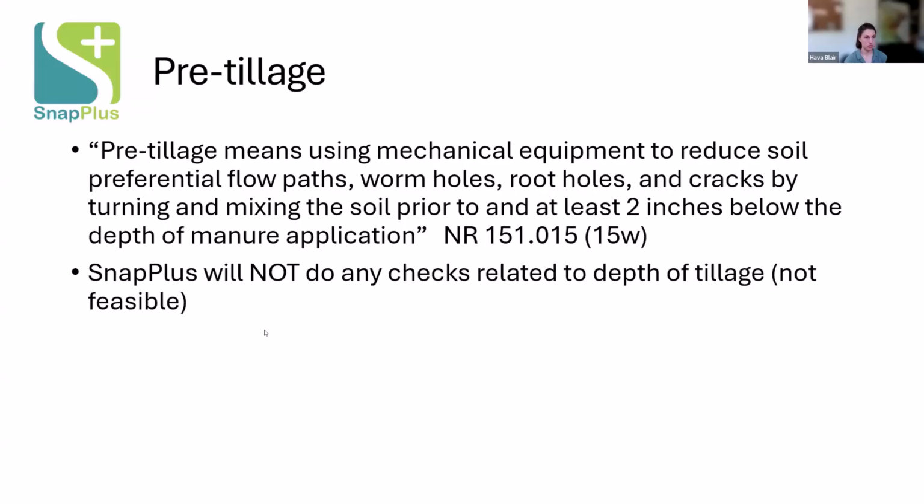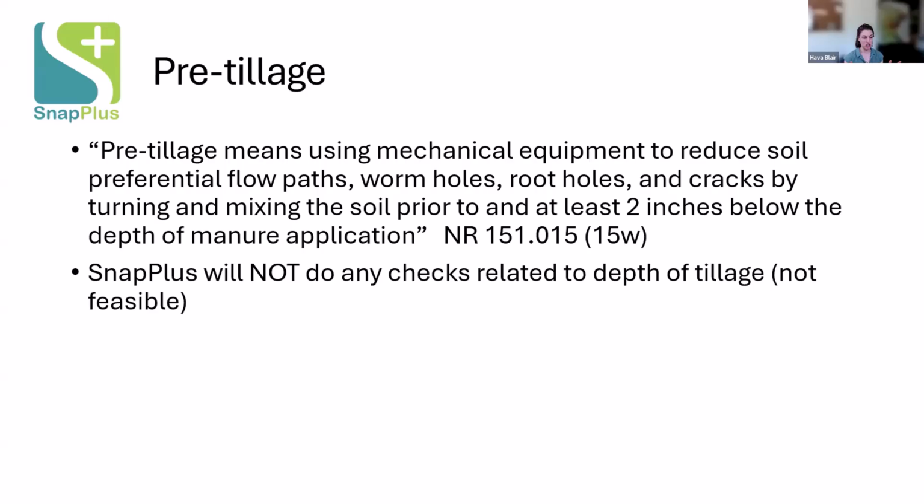Okay, so Chris gave us a brief intro to this, and I'm gonna remind us all what pre-tillage means. The definition of pre-tillage means using mechanical equipment to reduce preferential flow paths, wormholes, root holes, and cracks by turning and mixing the soil prior to and at least 2 inches below the depth of manure application.